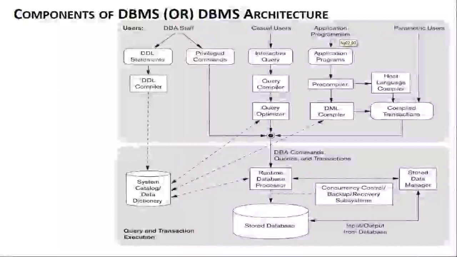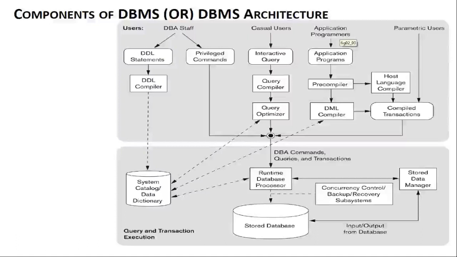In this video lecture, we are going to discuss the components of a database management system, otherwise called database management system architecture. In this diagram, as you see on the slide, the main components of database management systems are given. We can see the DDL statement and DDL compiler, query compiler, query optimizer, DML compiler, and then pre-compiler, host language compiler, then the runtime database processor, and the stored database system catalog. These are all the main components of a database management system.